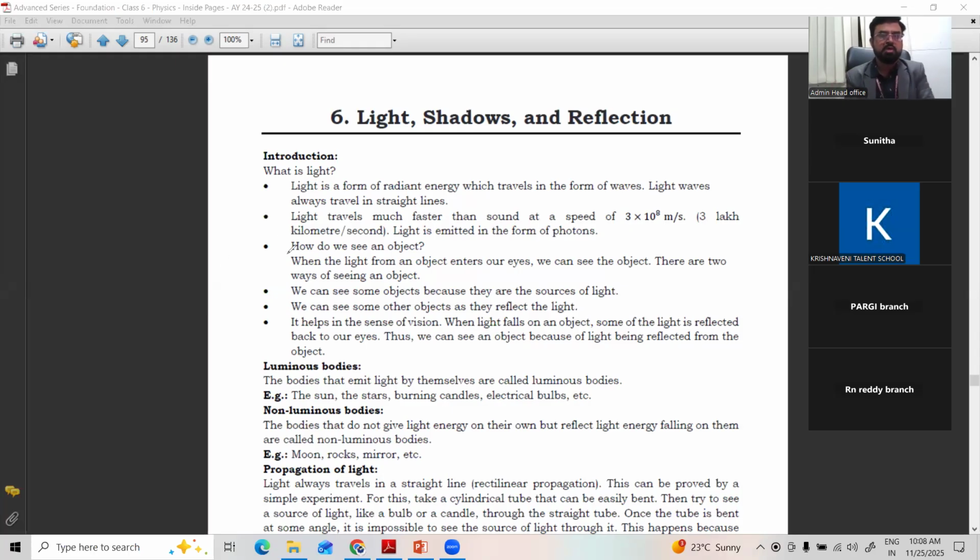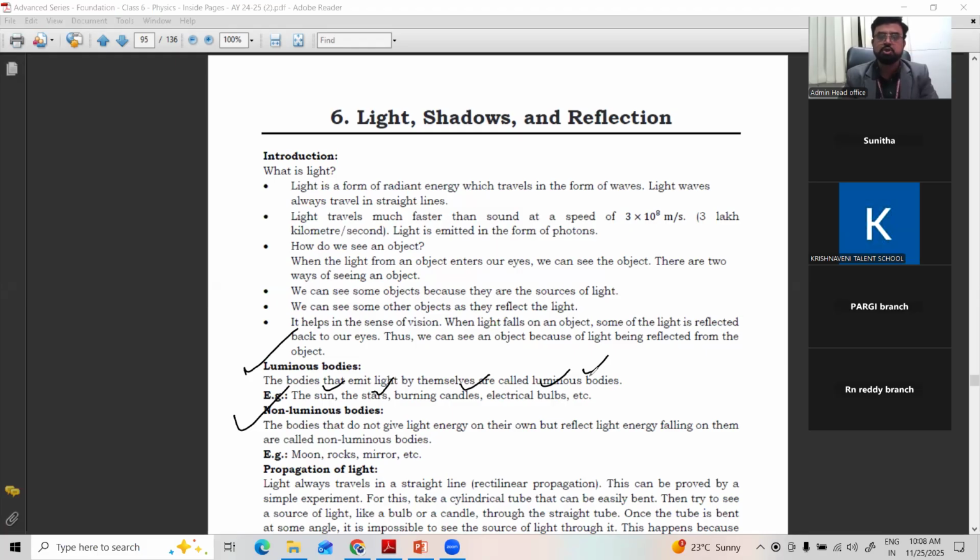Then, continuing here, luminous and non-luminous. The bodies that emit light by themselves are called luminous bodies. See examples: sun, stars, burning candle, electric bulb. They themselves are producing the light. They are not depending on anything. A candle burns itself and gives out light for us. The sun is the biggest source of light. Continuously it burns and gives out light for us. And of course, the stars also give light.